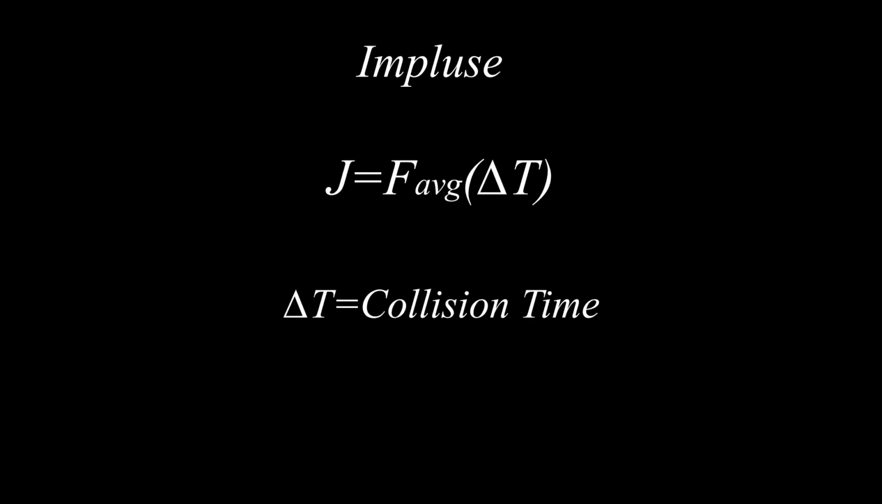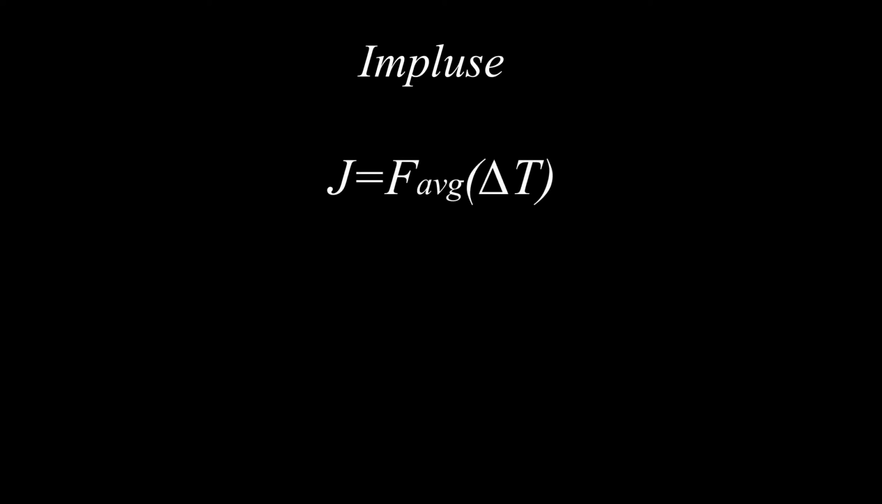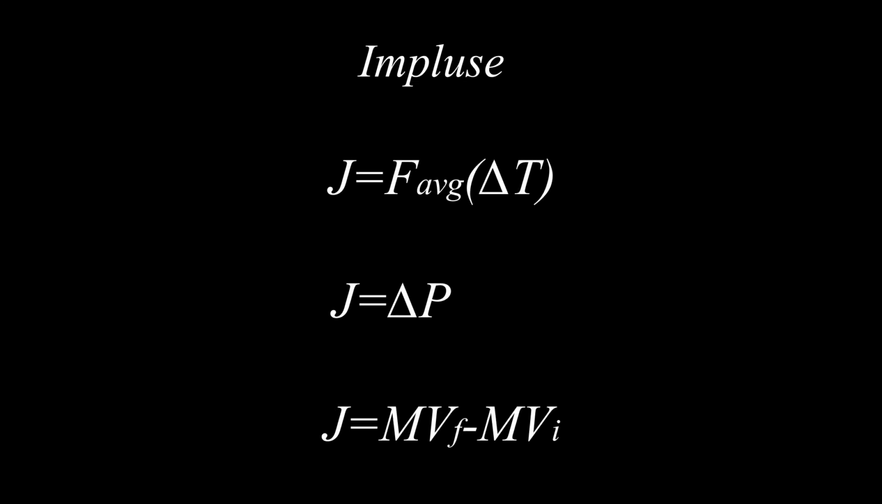Now, impulse is a force given on an object in a short amount of time, where time is called collision time. And we can calculate impulse using any of these three equations: force times collision time, change in momentum, mass times final velocity vector minus mass times initial velocity vector.